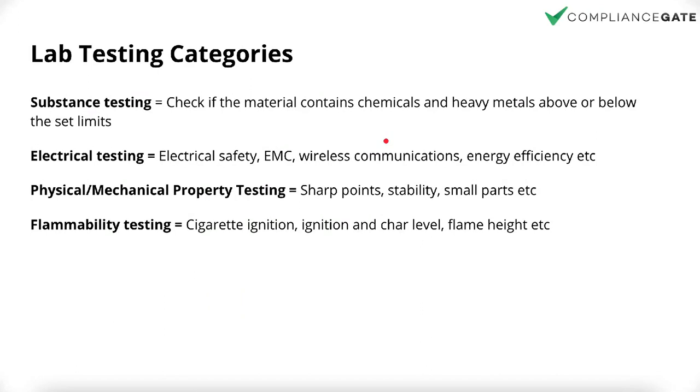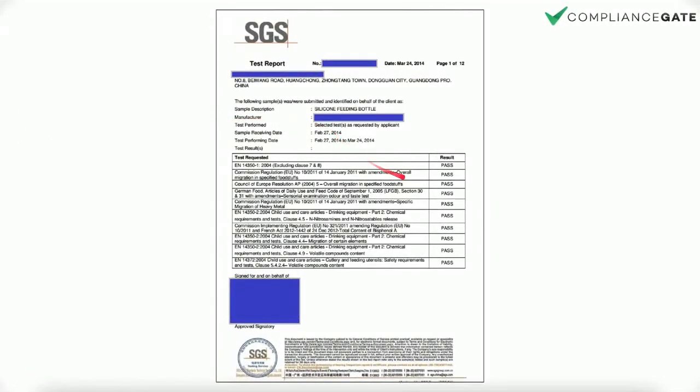Okay, so the different types of lab tests, and this really comes down to the product. One of the more common that can be essentially applied to any consumer product or any material used to make a consumer product is substance testing. And this means that the facility is checking if the material contains certain chemicals and heavy metals above or below the set limits, and hopefully below. And that's also what we see here. This is a substance test report.